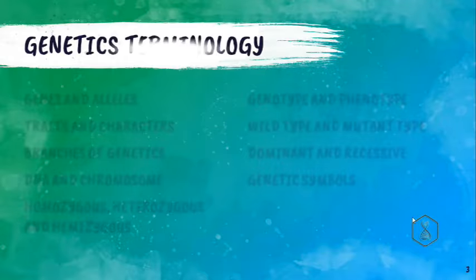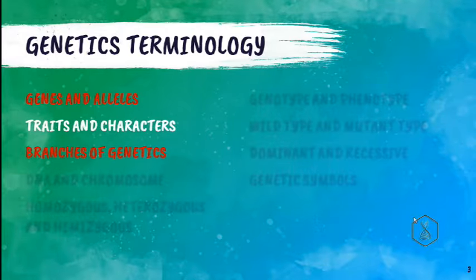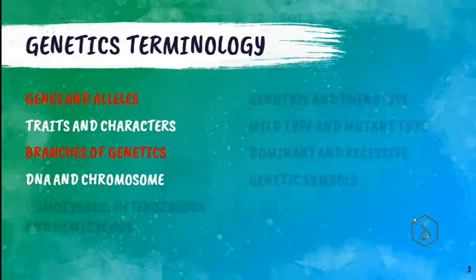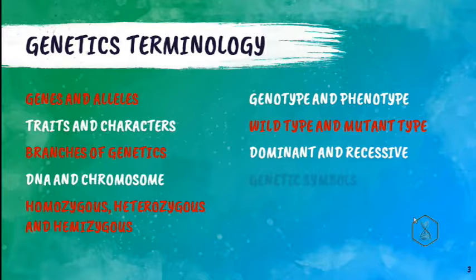By the end of the session, you should be able to learn the basic concepts like genes and alleles, traits and characters, different branches of genetics, DNA and chromosome, homozygous, heterozygous and hemizygous condition, genotype and phenotype, wild type and mutant type, dominant and recessive, and finally the genetic symbols.